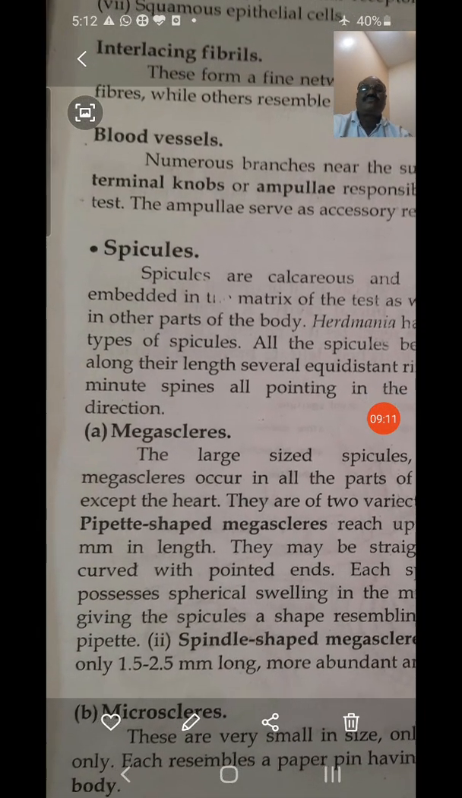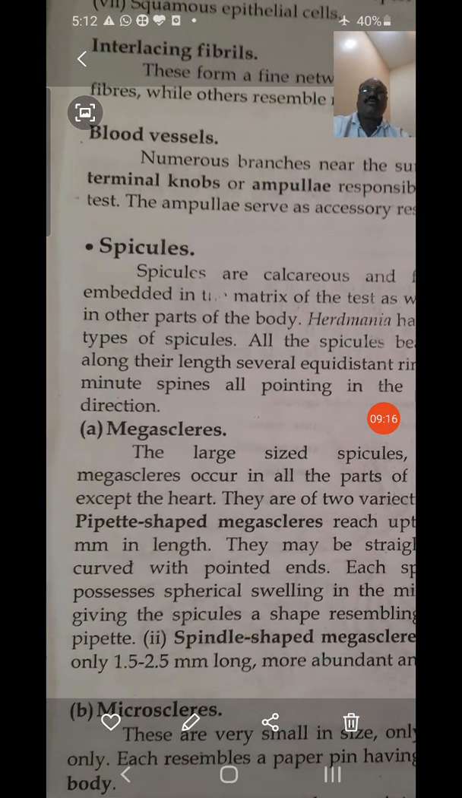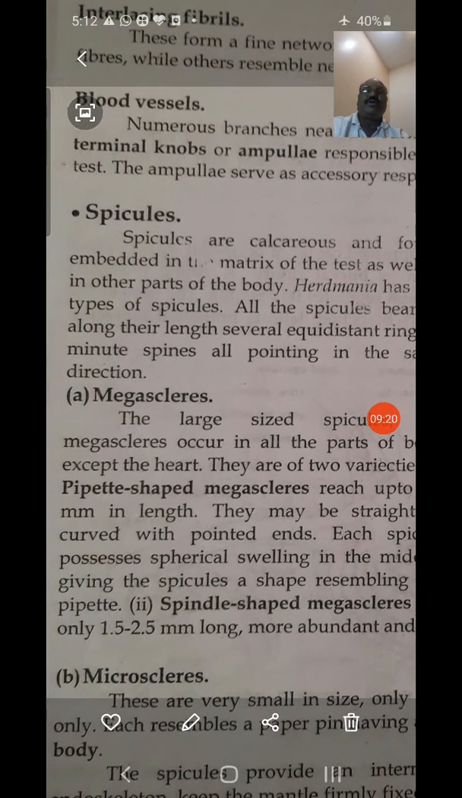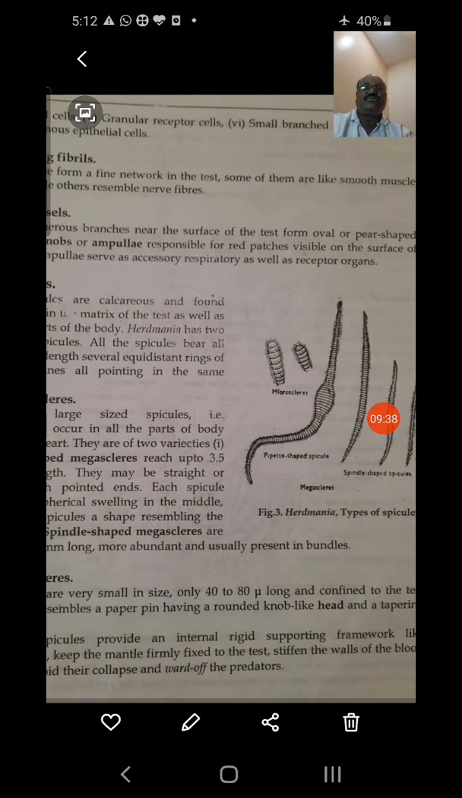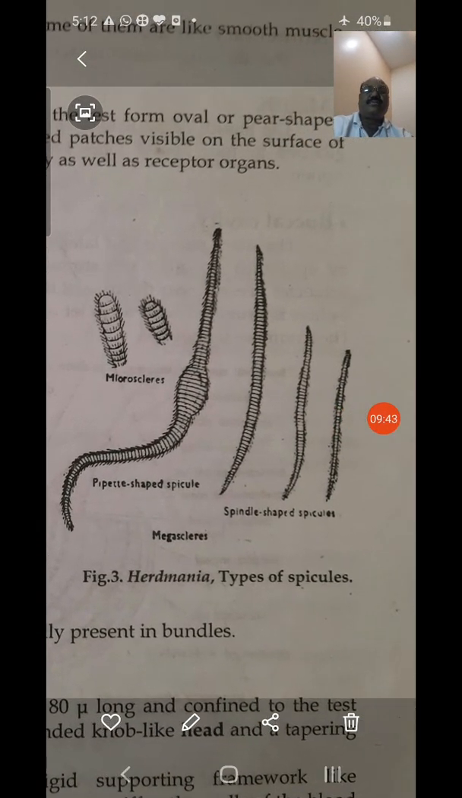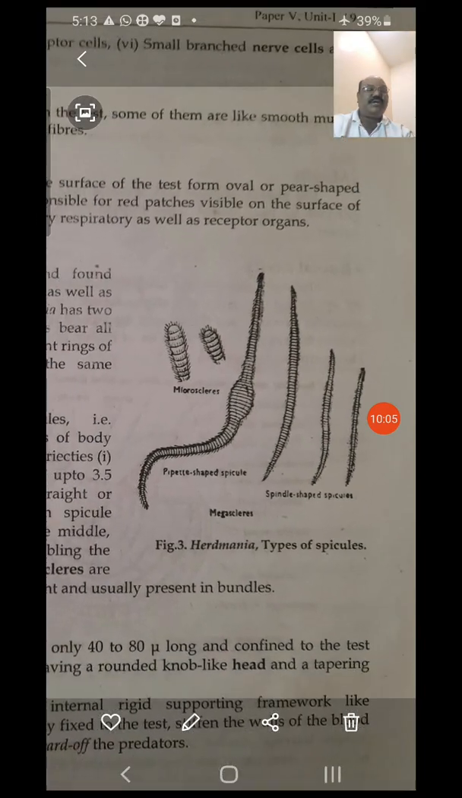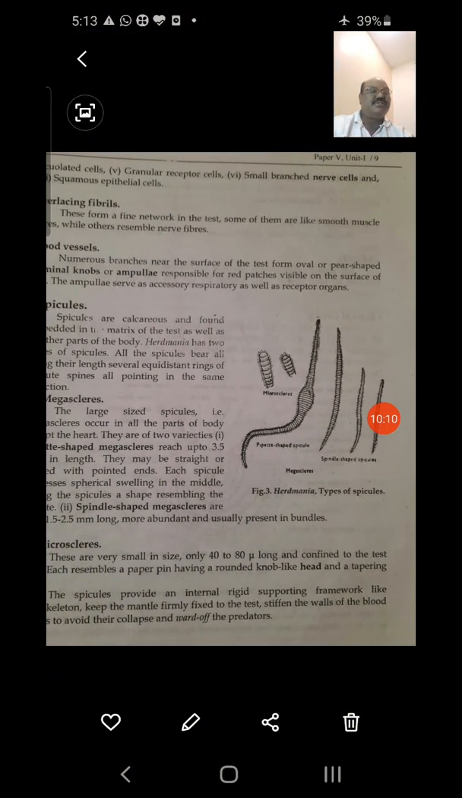Then the spicules. The spicules are the calcareous material embedded in the test of the Herdmania, in the matrix. These spicules are of two types, the megascleres and microscleres. The main function of the spicules is to give strength to the animal and also protection to the animal. The megascleres are large ones, see the diagram here, and the microscleres are small ones. The microscleres are very small, 40 to 80 micron long and confined to the test only. The spicules provide an internal rigid supporting framework like an endoskeleton, keep the mantle firmly fixed to the test, stiffen the walls of the blood vessels to avoid their collapse, and ward off predators.